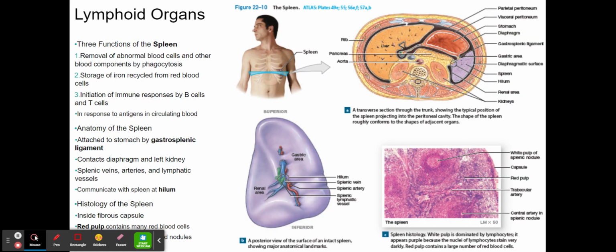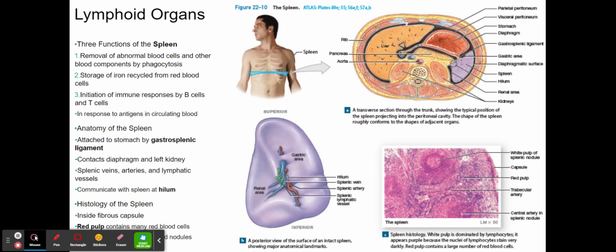The adult spleen contains the largest collection of lymphoid tissue in the body. In essence, the spleen performs the same functions for blood that lymph nodes perform for lymph. Functions of the spleen can be summarized as: 1. Removing abnormal blood cells and other blood components by phagocytosis, 2. Storing iron recycled from blood cells, and 3. Initiating immune response by B cells and T cells in response to antigens in circulating blood.